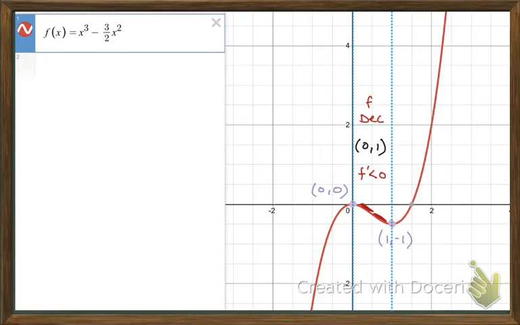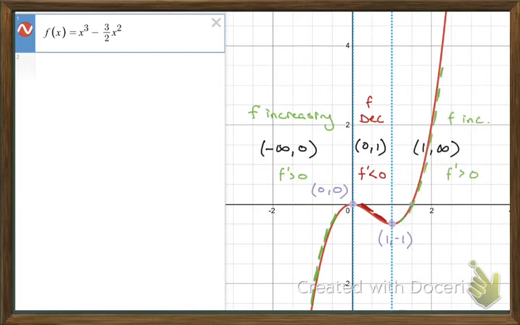I can do the same thing on either side. From minus infinity to 0, my function is increasing, and I can see that with the picture, of course, but we were able to extract that with just the derivative. And finally, on the right side here, from 1 to infinity, I see positive slopes. I can say that my function is increasing.